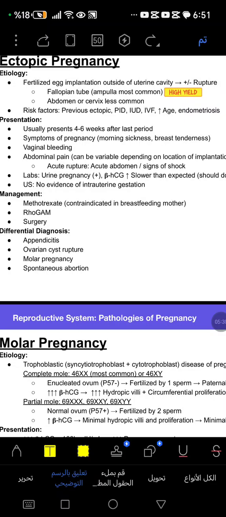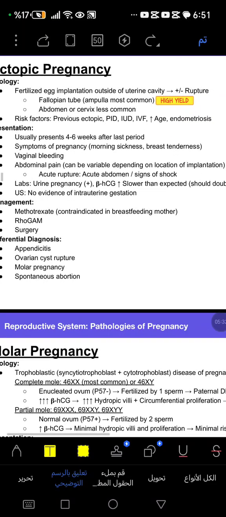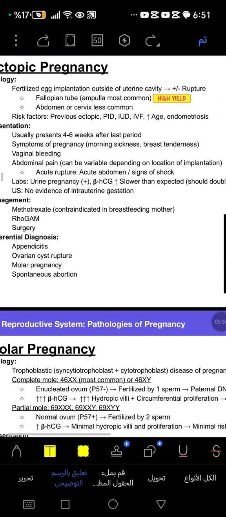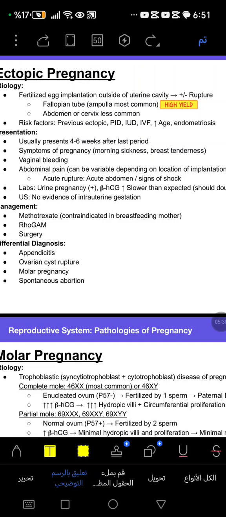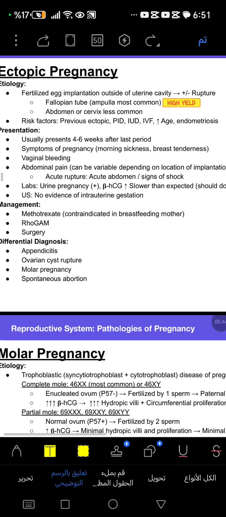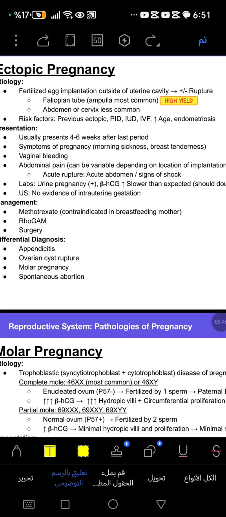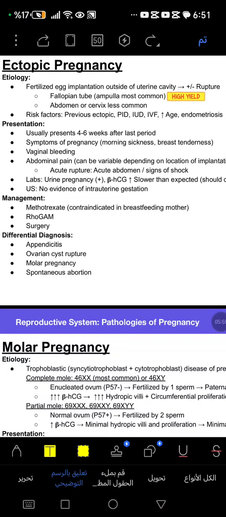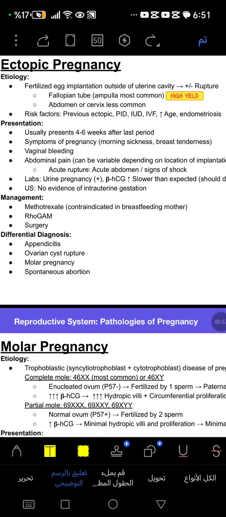Of course, we have elevated beta HCG just like in pregnancy. And on ultrasound, you would see no evidence of intrauterine gestation. So what's the management? The management is methotrexate, RhoGAM, and surgery. The most common treatment is methotrexate, which is contraindicated in breastfeeding.